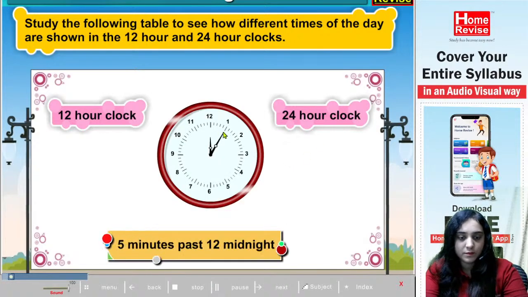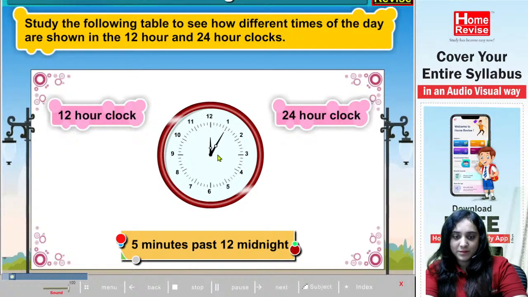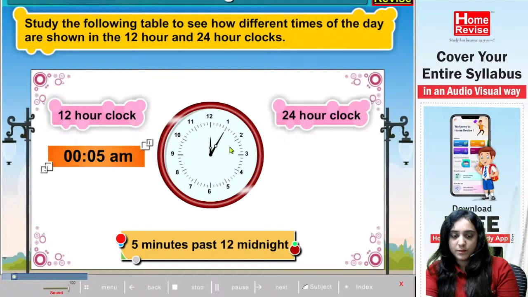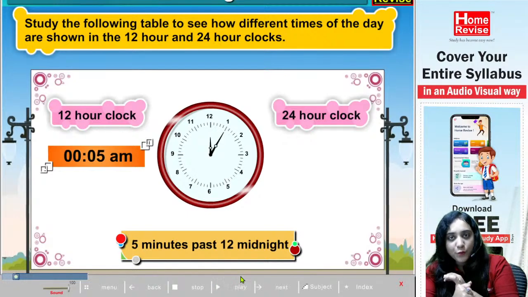The first clock shows the time 5 minutes past 12 midnight. This in 12-hour clock is written as 12:05 a.m. See, we have 12 in the afternoon and we have 12 in the night.